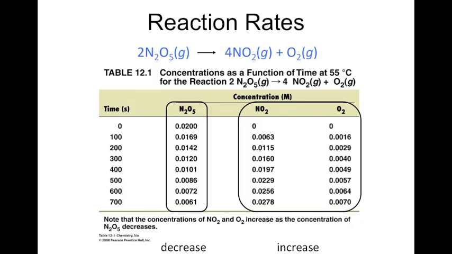So let's take a look at an actual chemical reaction. In this chemical reaction, we are looking at the decomposition of dinitrogen pentoxide to form nitrogen dioxide plus oxygen. So here's the balanced chemical equation. If we start with some concentration of dinitrogen pentoxide and no products, you can see that as time increases, the concentration of our reactant decreases and the concentrations of our products begin to increase, which is what we would expect.